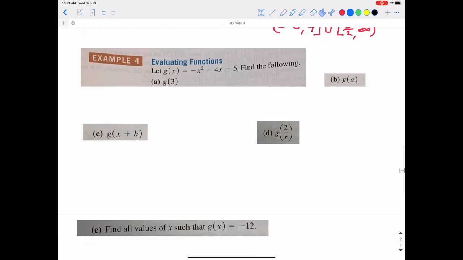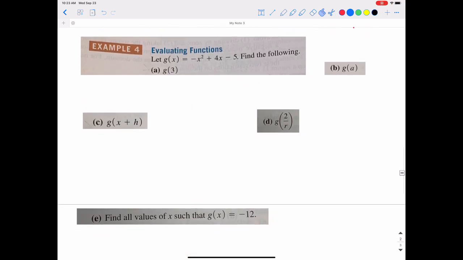Then we get to example 4, which is evaluating functions. This is stuff you would have done in Algebra 1 and Algebra 2 to start. To find g of 3, just to remind you what that means, finding g of 3 is if we take our function, which is negative x squared plus 4x minus 5, and we replace the x's with a 3.